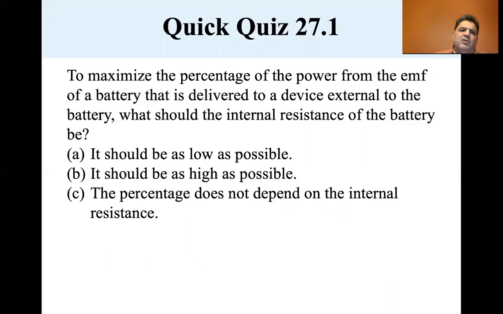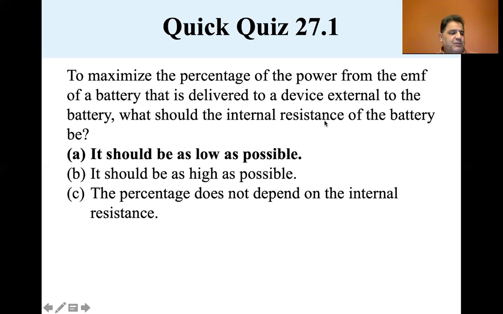Let's just do a small quiz. To maximize the percentage of the power from the EMF of a battery that is delivered to a device external to the battery, what should the internal resistance of the battery be? Well, that's probably pretty intuitive. It should be as low as possible. It should be as high as possible. The percentage does not depend on the internal resistance. And the fact is, it does, but you want the most of the power to be dissipated in the circuit resistor, not the internal resistor, so it should be as low as possible. There's your answer, as low as possible.